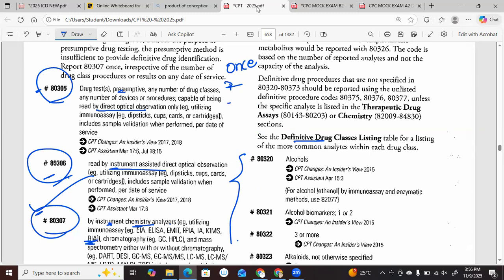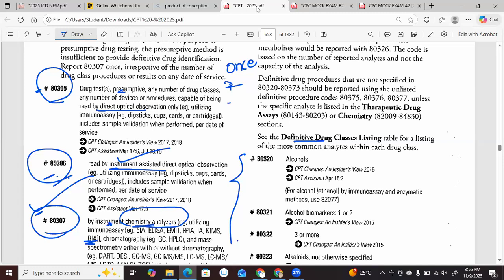Okay. If only the immunoassay has been used, then we can use 80306, or if any instrument has been used, then we can use it. But if the random access analyzer has been used, any chemistry analyzer has been used, then we have to use 80307. Okay.